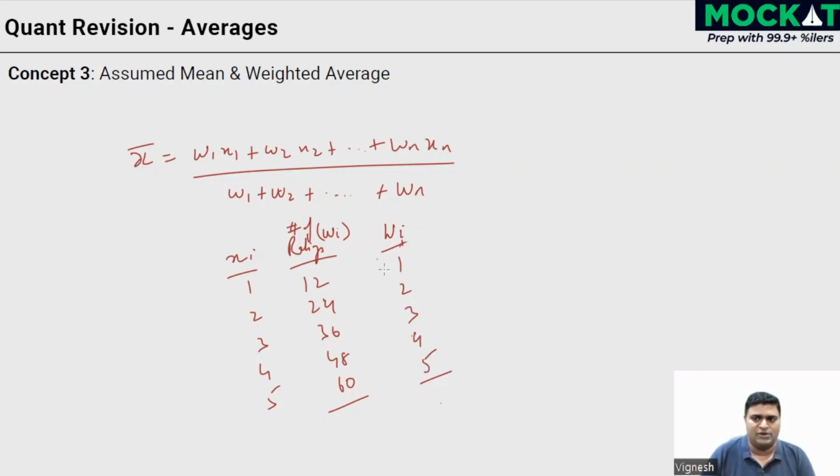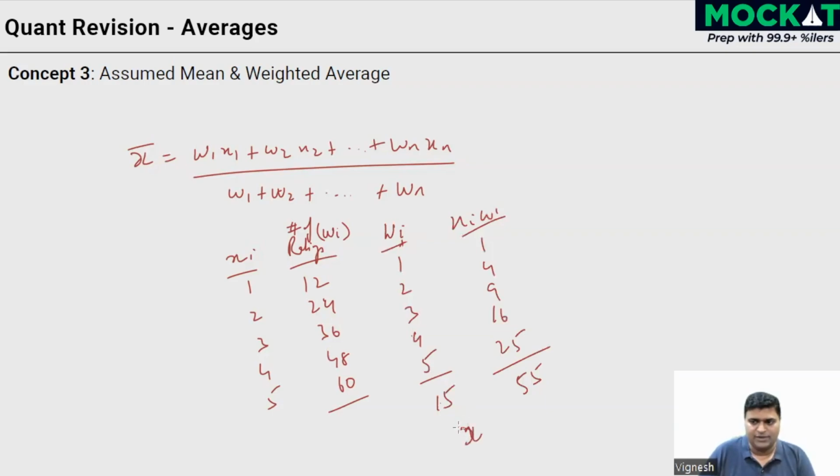For these ratings 1, 2, 3, 4, 5, I can multiply with the respective weights and I get xi wi as 1, 4, 9, 16, and 25. I can add these up. I'm going to get 55 over here. So 55 divided by the sum total of the weights, which is 15.